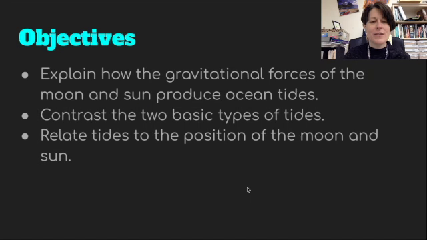So our objectives today are to explain how the gravitational forces of the moon and sun produce ocean tides and to contrast the two basic types of tides and relate tides to the position of the moon and the sun.